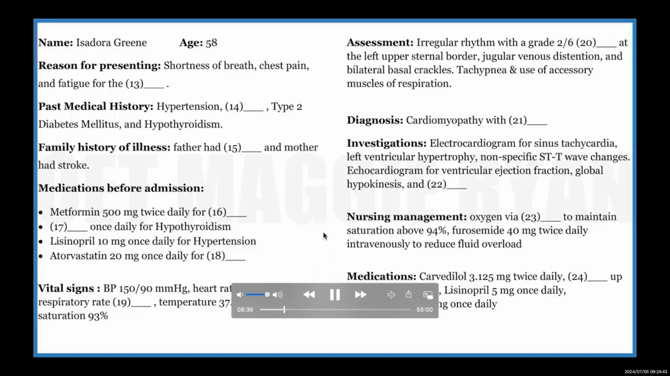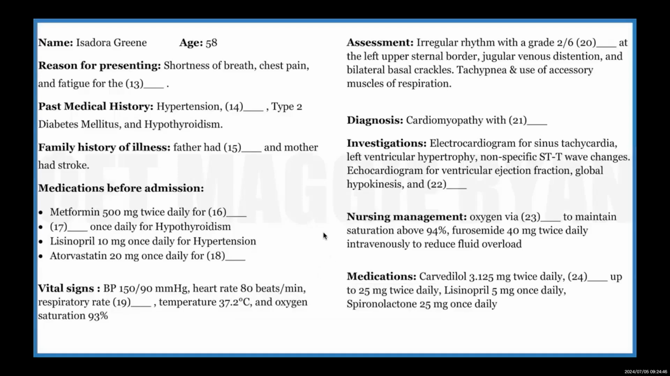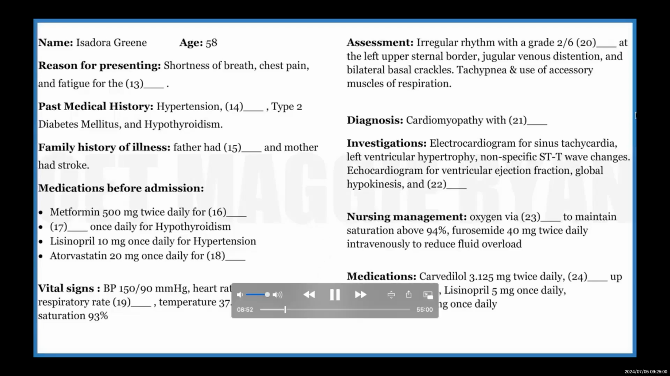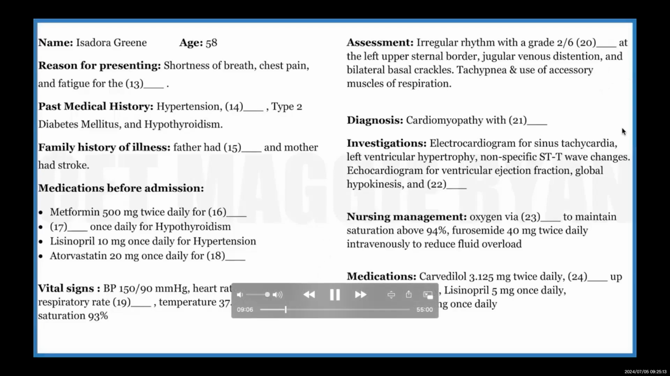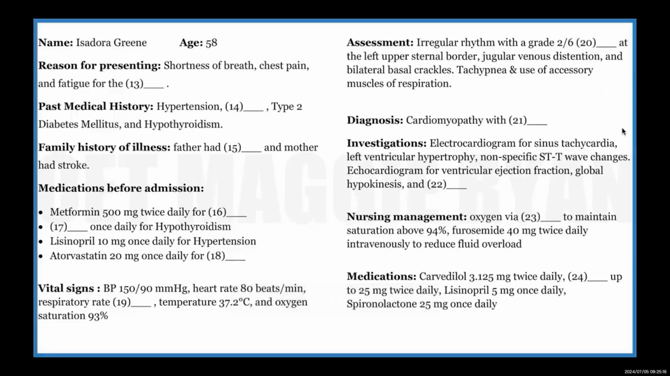Okay. Can you tell me about your dietary habits and any medications you are taking before admission to the hospital? I don't have any dietary restrictions, but I try to maintain a healthy diet with a low-fat intake. I'm taking metformin 500 mg twice daily for type 2 diabetes mellitus, levothyroxine 50 micrograms once daily for hypothyroidism, lisinopril 10 mg once daily for hypertension, and atorvastatin 20 mg once daily for hyperlipidemia.